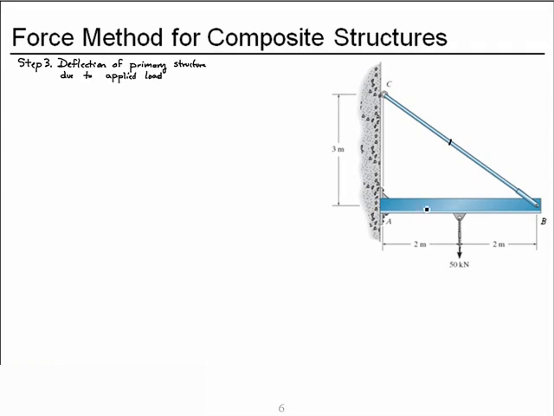So with this load acting on the beam and the tie rod cut, there will open a gap, delta BC, and that's what we want to calculate. To do that, we're going to need to use virtual work, since it's a composite structure. Double integration, moment area, conjugate beam, none of those methods would work for our composite structure. So let's start by finding the internal loads due to the real load applied to the structure.